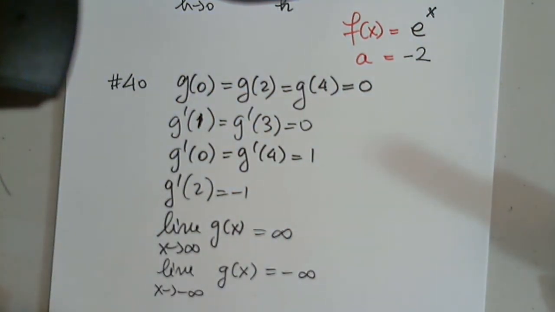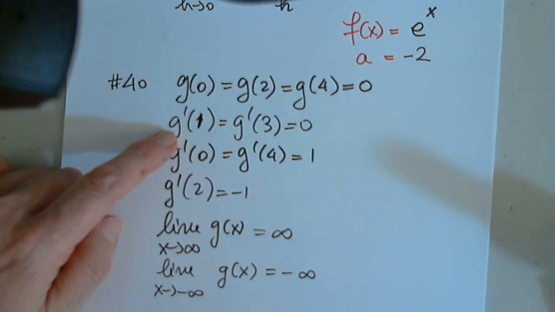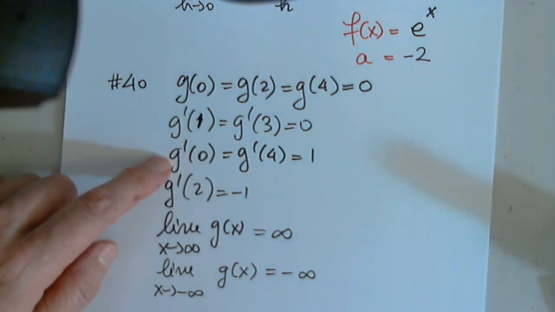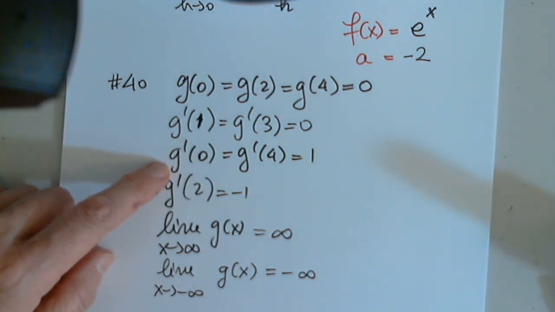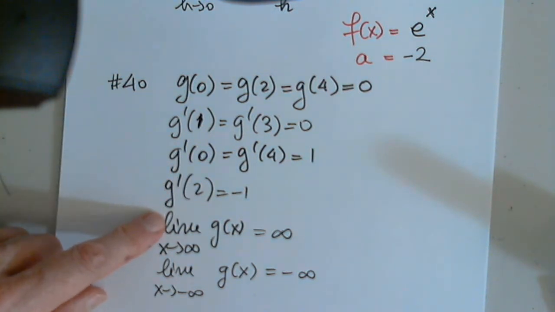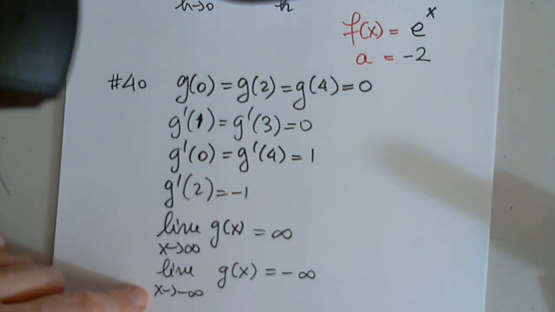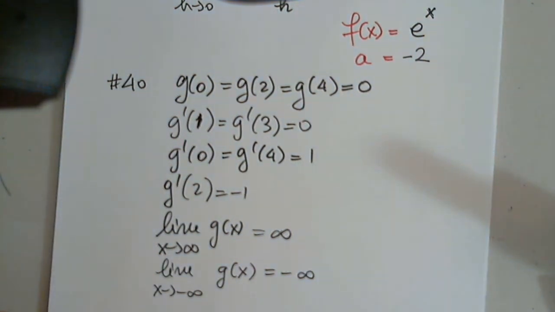Okay, did I manage to copy from 3 or 4 different problems? I hope not. I have that habit. I'm checking. G of 0, g of 2, g of 4. Yes, that's correct. G prime of 1, g prime of 3. Yes, that's correct. G prime of 0 and 4 and 1. Yes, that's correct. G prime of 2. Yes. That's infinity, and that's negative infinity. Yep, I think I copied everything correctly for a change.